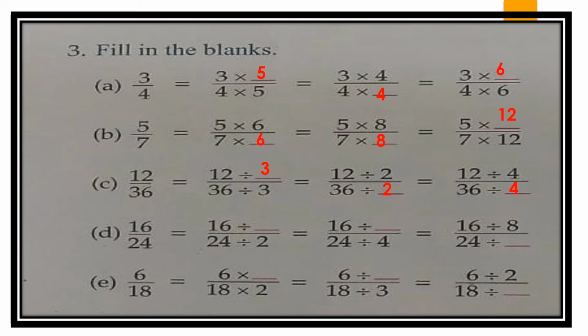Now 16 upon 24. So 16 divided by dash, 24 divided by 2. So 2 you will write on the numerator because you will divide by the same number. Same, 16 divided by 4, 24 divided by 4. 16 divided by 8, 24 divided by 8. Then 6 upon 18: 6 divided by 2, 18 divided by 2; 6 divided by 3, 18 divided by 3.